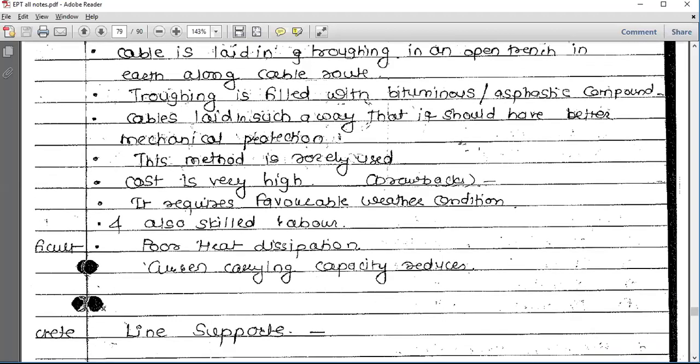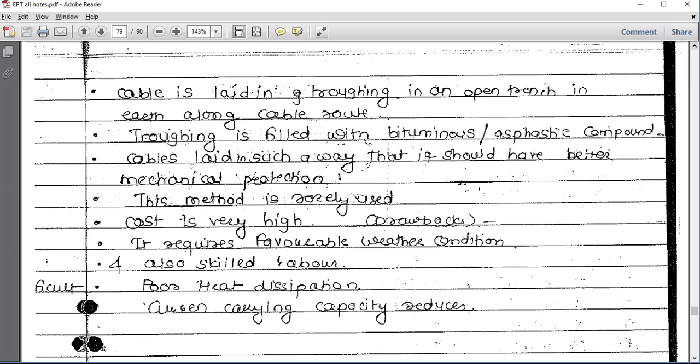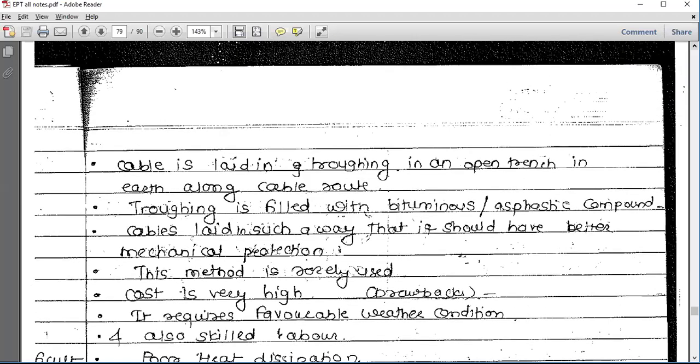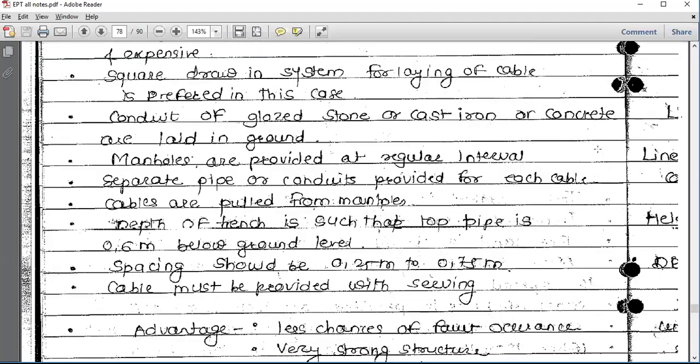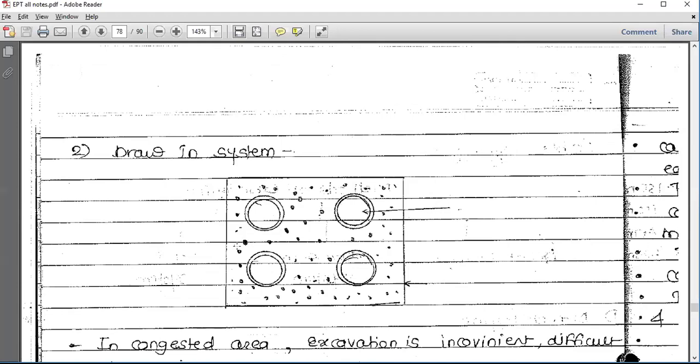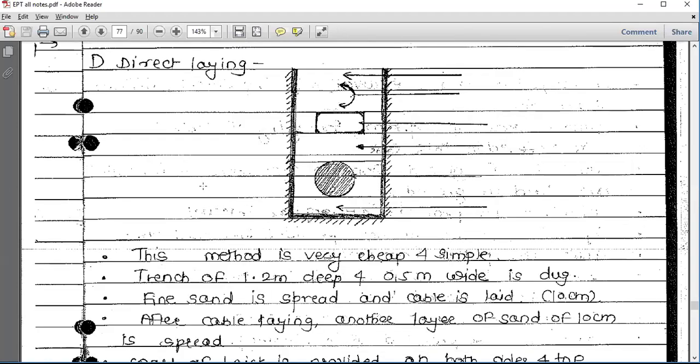So these are the methods to lay the cable. By using these methods, we can lay the cable underground. Basically we can use the drawing system. Maximum we are using the drawing system, or in certain cases we use the direct laying method. So these are the classifications of methods to lay the cable.